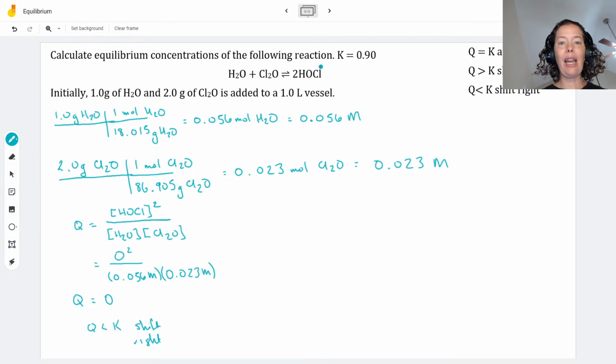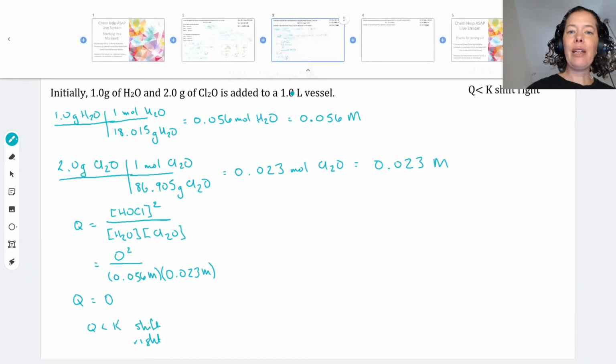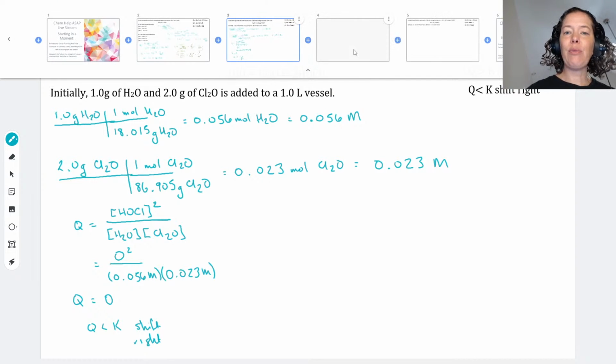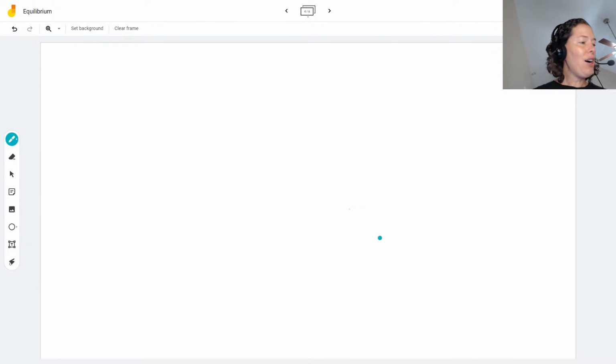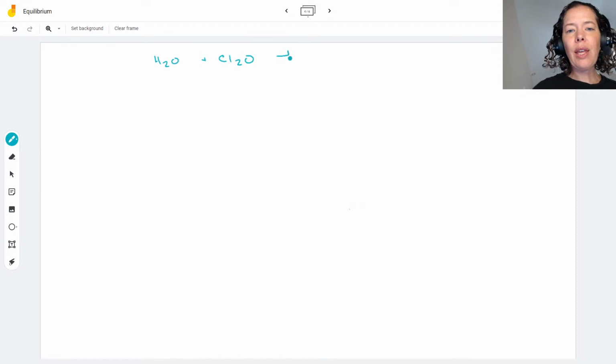We need to set up our equilibrium calculation. And what I think I am going to do here is get another page because we're going to need some more space. Okay, all right, so I'm going to get our reaction written up here at the top of the page again. We've got water plus Cl2O, and that is in equilibrium with HOCl. All right.